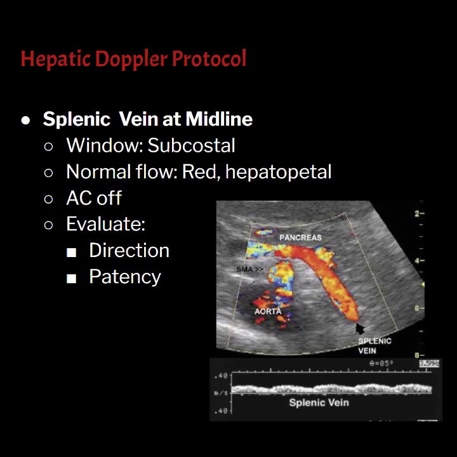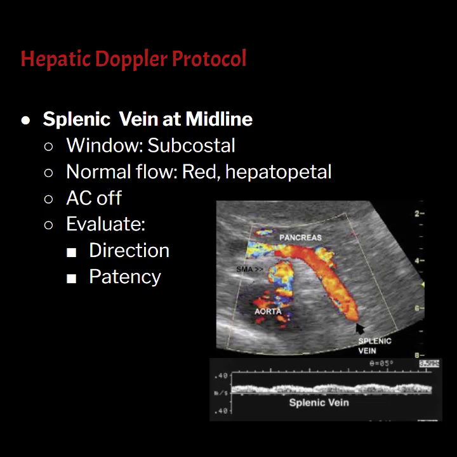We're then going to move to the splenic vein at midline. If you recall your anatomy, the splenic vein comes up on the posterior side of the pancreas tail. So as it is coursing posteriorly, it is also coursing anteriorly, showing us then that flow is moving towards the transducer. So the splenic vein is blue at the hilum. It is red when you come to midline, and this is normal.